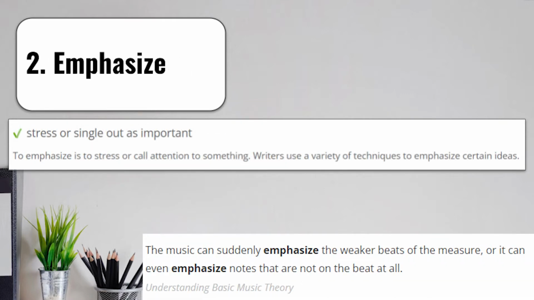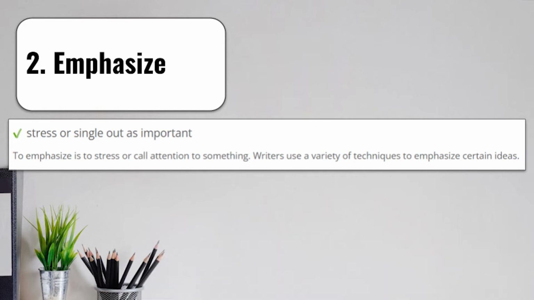Our next word is emphasize. To emphasize is to stress or single something out as important. To emphasize is to stress or call attention to something. Writers use a variety of techniques to emphasize certain ideas or to bring them forth and put them at the forefront. To emphasize is to make that thing important. You may have a teacher or professor say something over and over and over again. They are emphasizing that point so that you know that it's important.